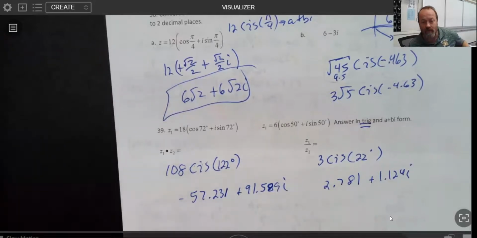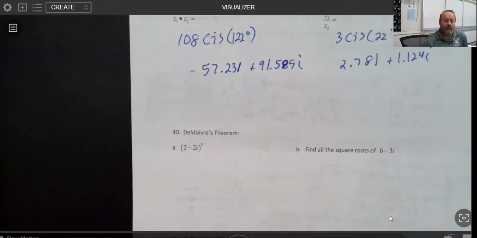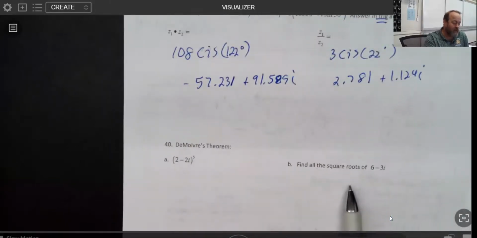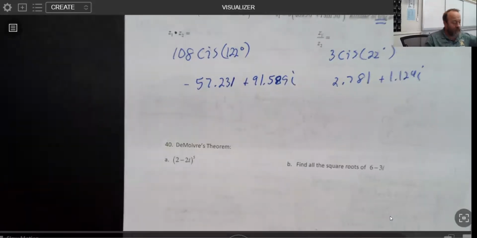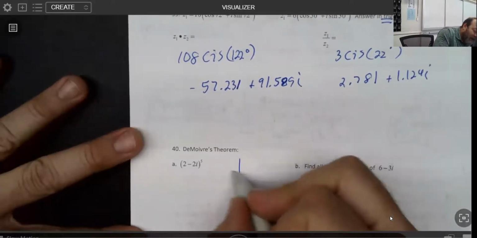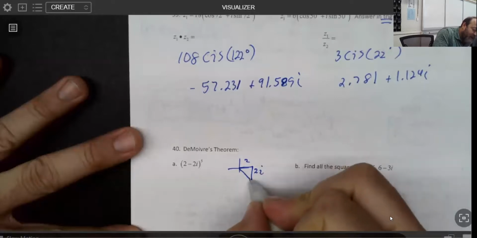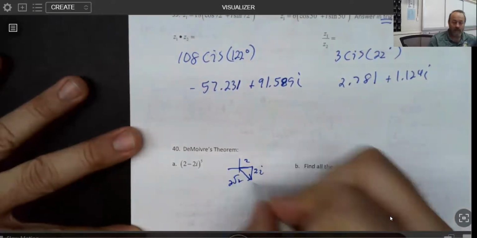So now to the big finish. What we're asking for in this thing is to take this guy right here, which we already did up top, the 6 minus 3i, and find the square roots of it, as well as raising this to a power. So very different looking problems. So if I were going to go to the right 2 and down 2i, this is a special right triangle with a radius or modulus of 2 roots of 2.